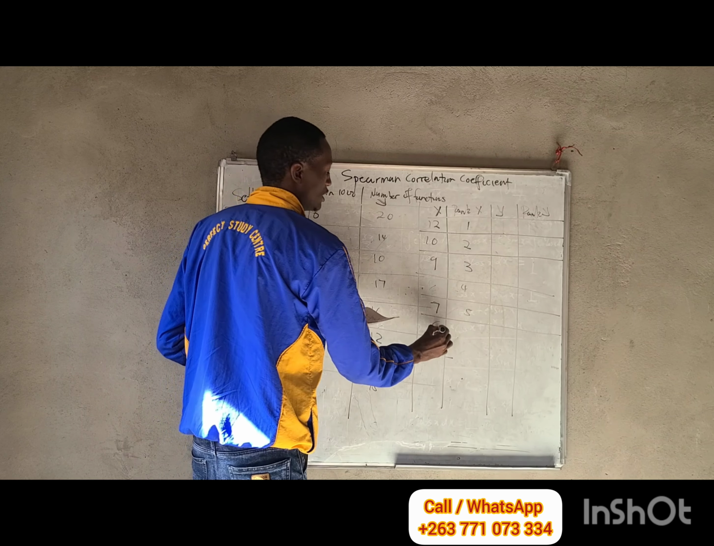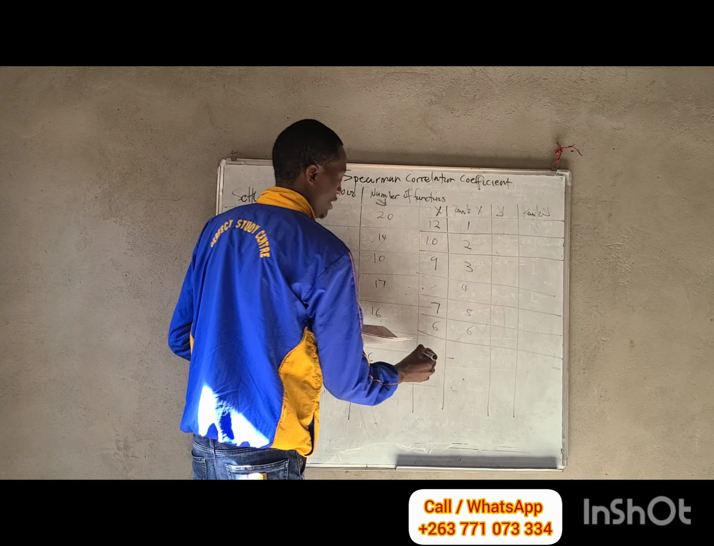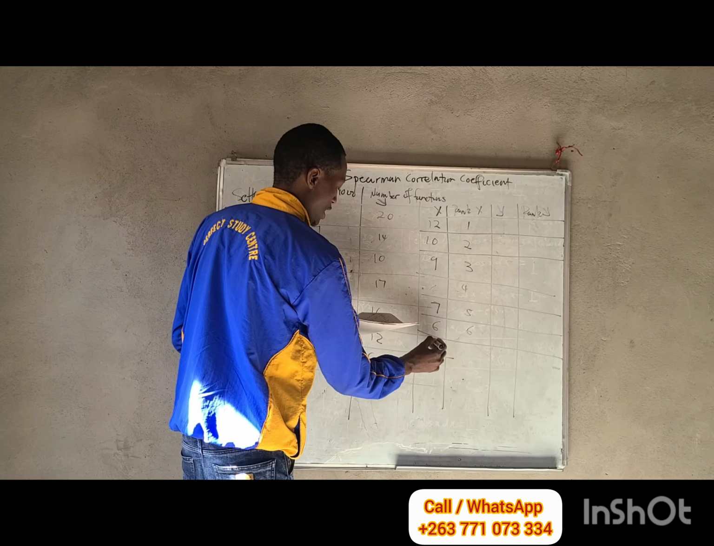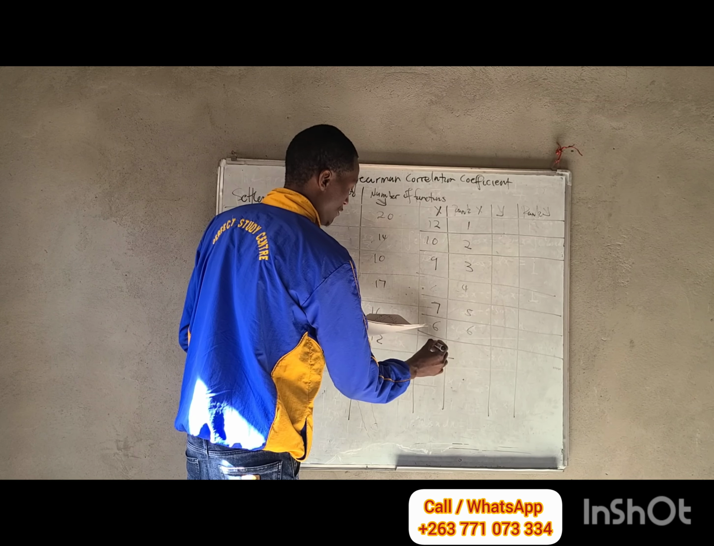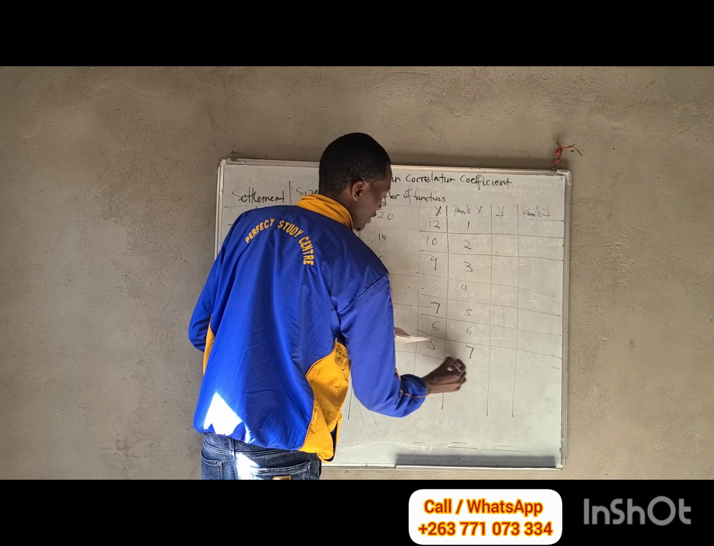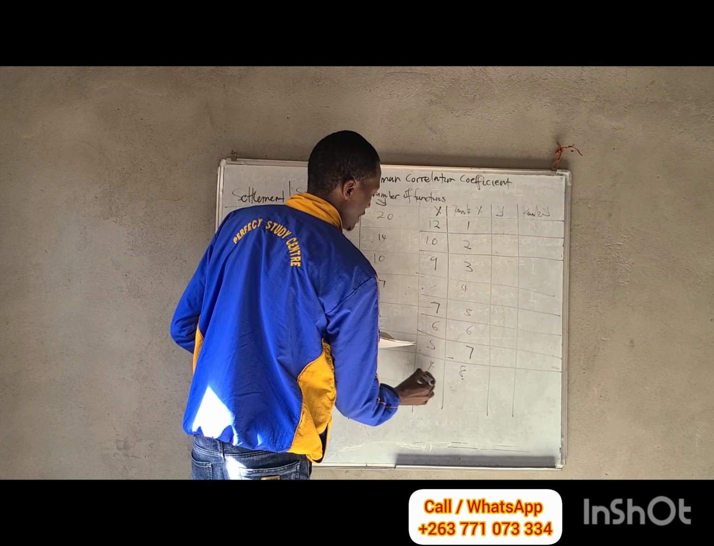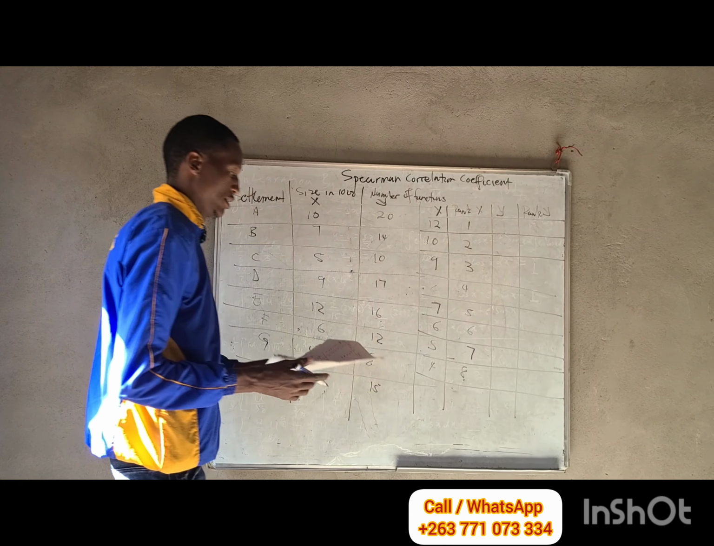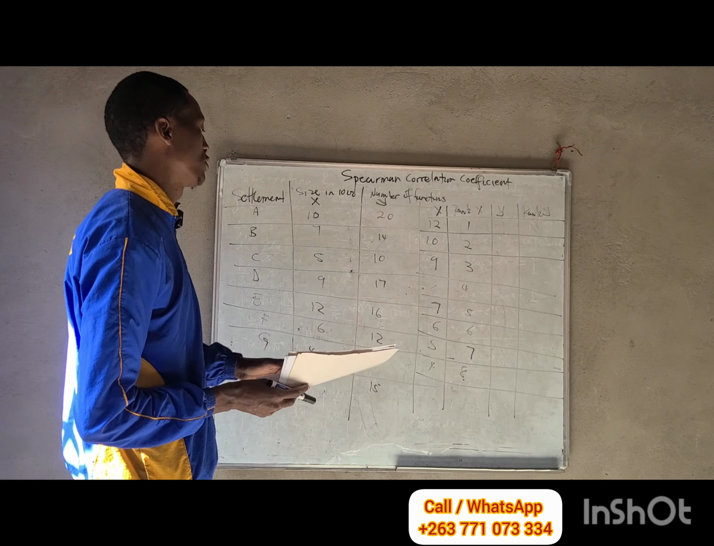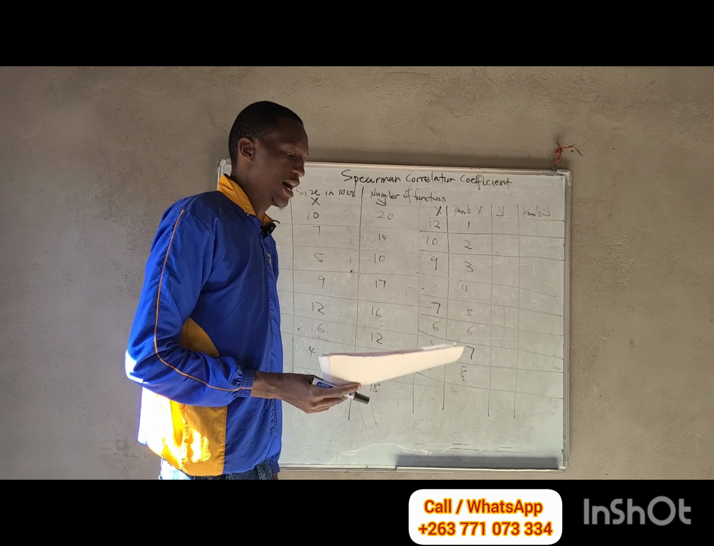Then we have 6, the sixth rank. Then 5, the seventh rank. Then 4, the eighth in terms of ranks. So we are through with our values. We have arranged them. 12 is the first, in their order.